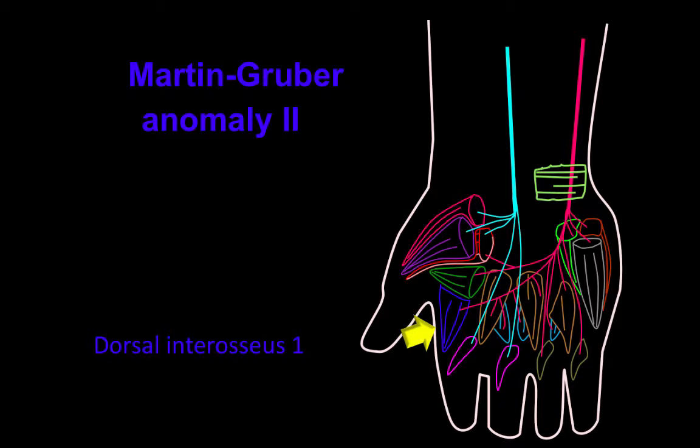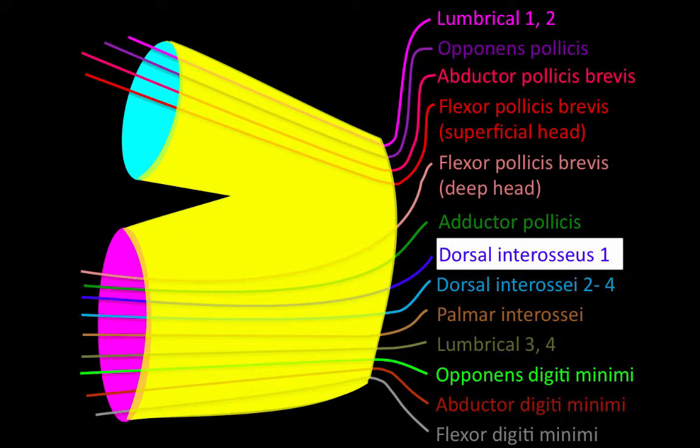Martin-Gruber type 2 is the most common of the three types of Martin-Gruber anomaly and involves the first interosseous muscle. The fibers for the first interosseous muscle, usually at the distal most region of the medial cord, take the medial branch, thus reaching the ulnar nerve. But in patients with Martin-Gruber anomaly type 2A, all of the first dorsal interosseous fibers take the median nerve route. While in Martin-Gruber anomaly type 2B, only some of the first dorsal interosseous fibers take the median nerve route. These are represented by the dashed lines.